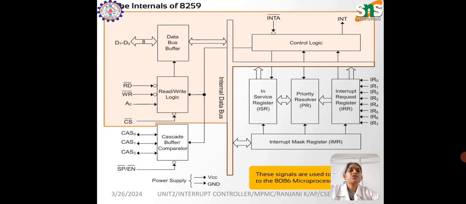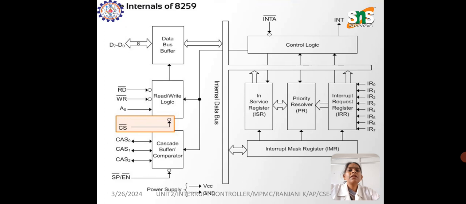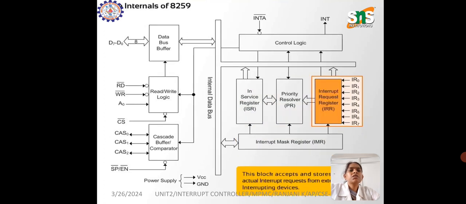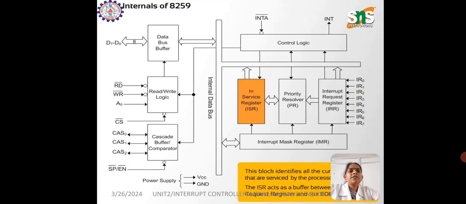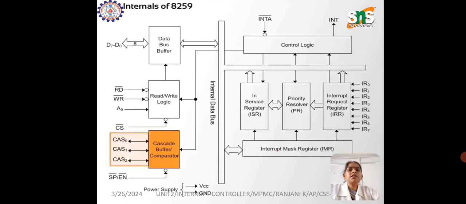The highlighted one is the internal data bus. Here, these signals are used to communicate with the 8086 microprocessor, and CS is the chip select. The highlighted part is the subsystem that handles all external interrupt requests, and this is the IRR, the interrupt request register. Next is the interrupt service register, and these details have been explained above. The last highlighted one is the interrupt mask register, and this is the cascade buffer.